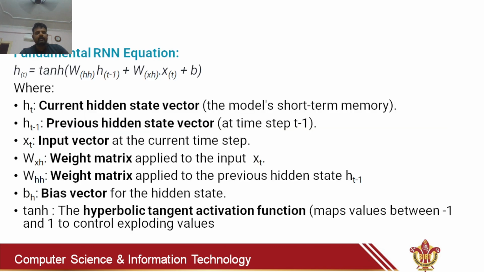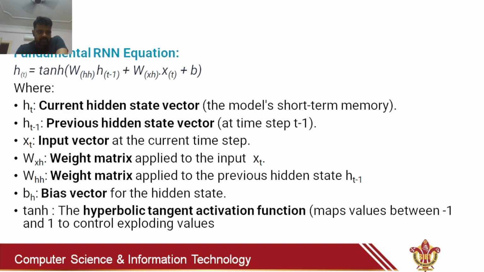Here is the fundamental equation: ht, the output of the current time step, is calculated using tanh, the tangent activation function, where Whh is the weight for the t minus 1 time step, multiplied by ht minus 1, plus Wxh, the weight for the xt time step, multiplied by xt, the input, plus the bias value. ht is the current hidden state vector.